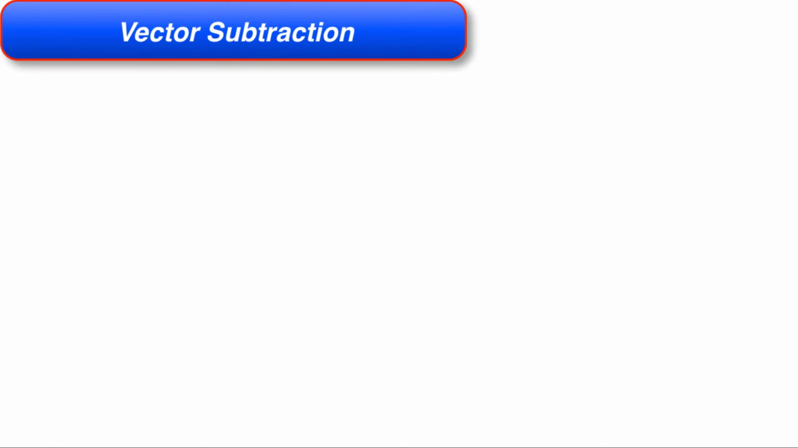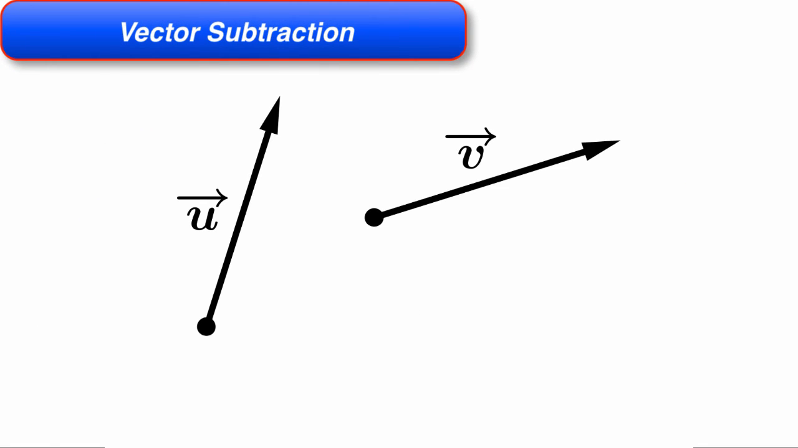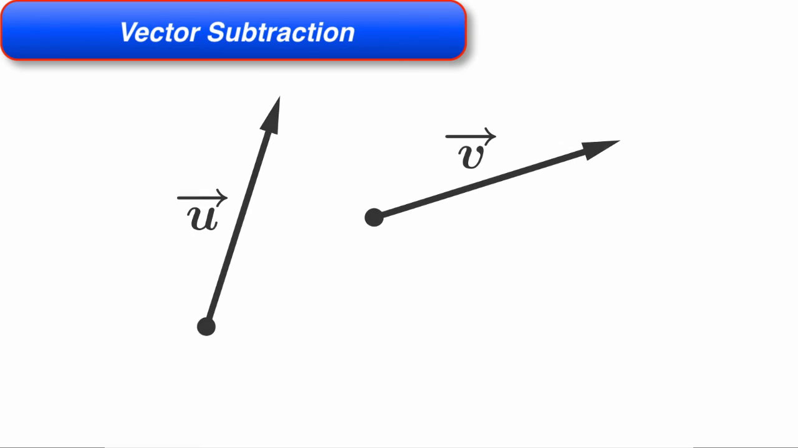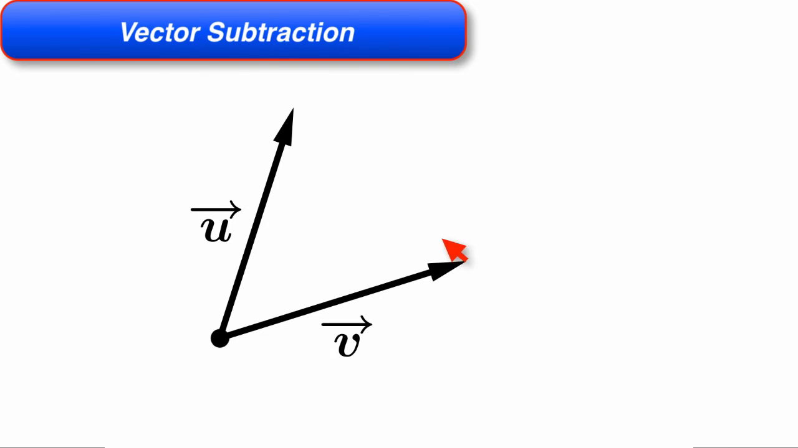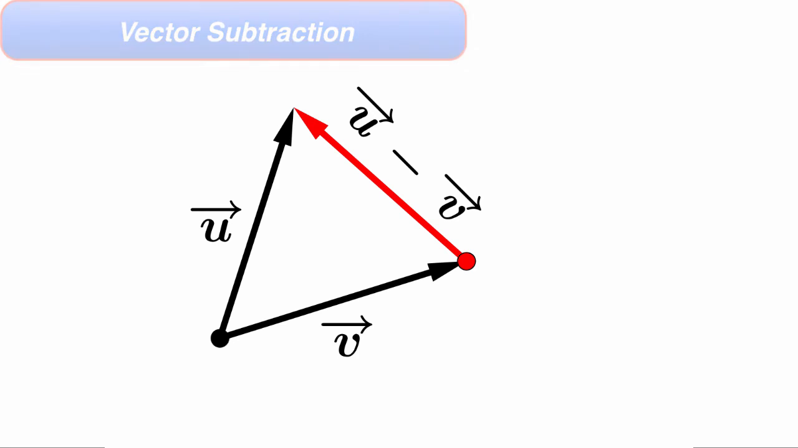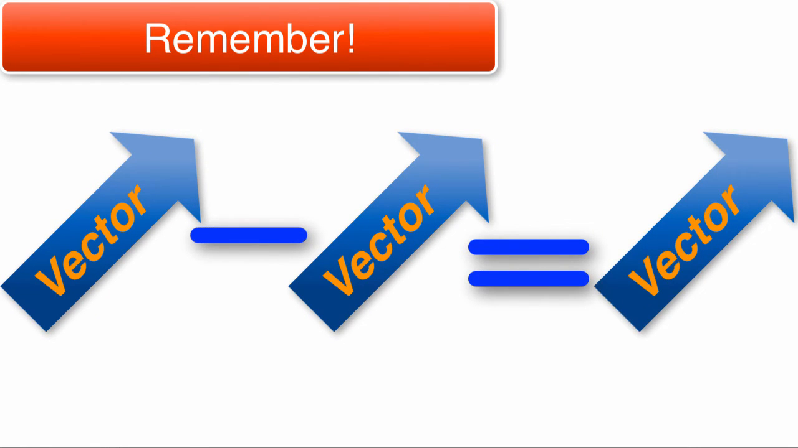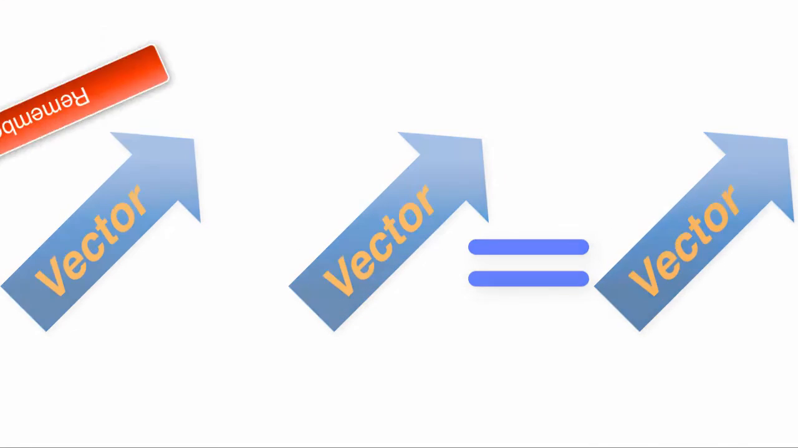To subtract two vectors, let's say we would like to find the difference u minus v, we treat this as the operation u plus the negative of v, and simply perform the regular vector addition. Also, a quick way is putting the initial points together. Then u minus v is the vector starting at the terminal point of v and ending at the terminal point of u. Again, similar to addition and scalar multiplication, the difference between two vectors is a vector.